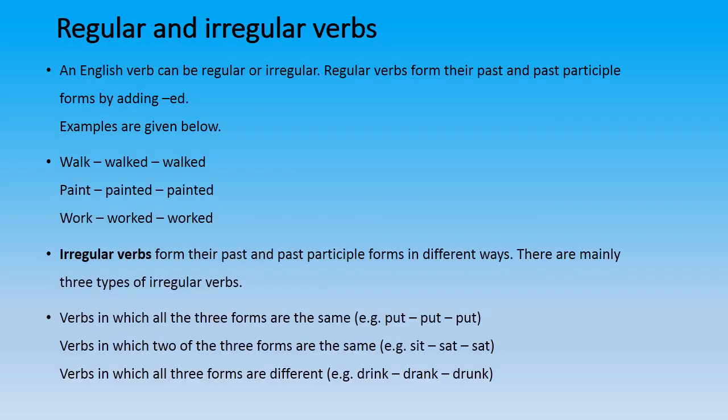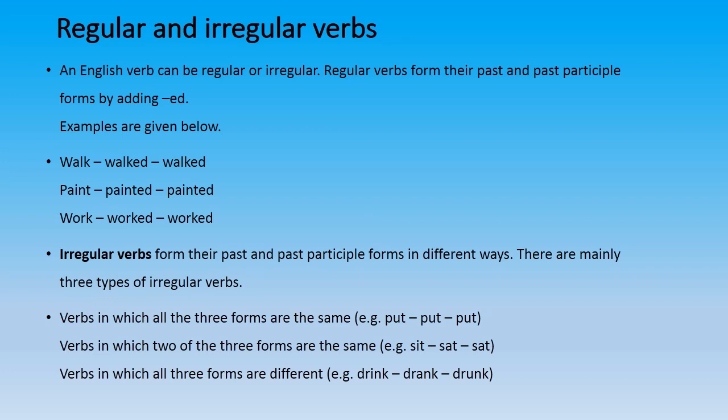The next type of verb is called regular and irregular verbs. An English verb can be regular or irregular. Regular verbs form their past and past participle forms by adding ed. For example, walk, walked, walked; paint, painted, painted; work, worked, worked. So the verbs which have the same second and third form are called regular verbs.